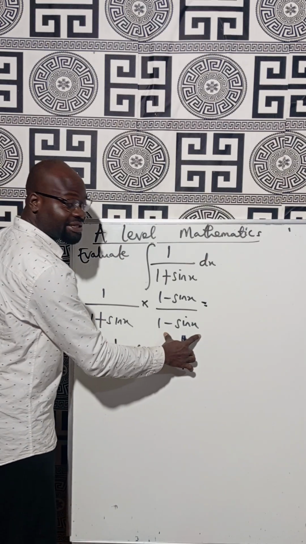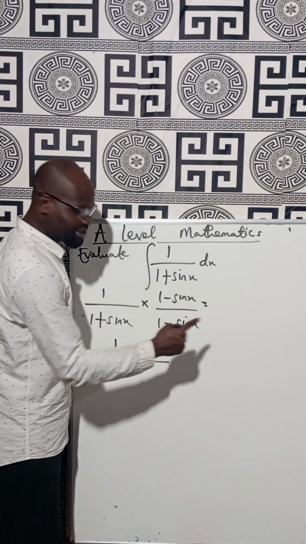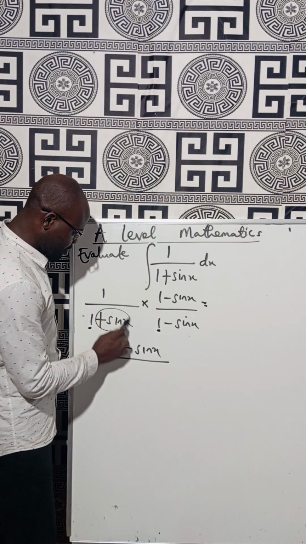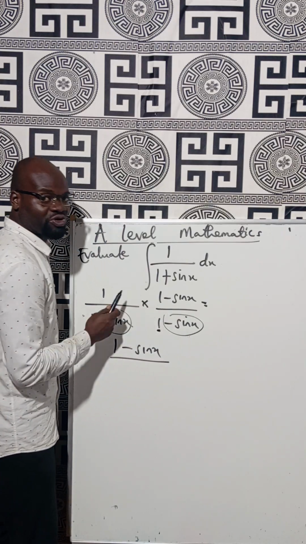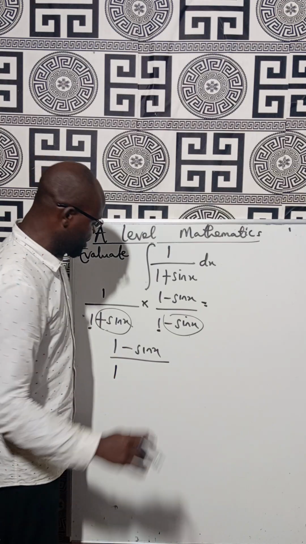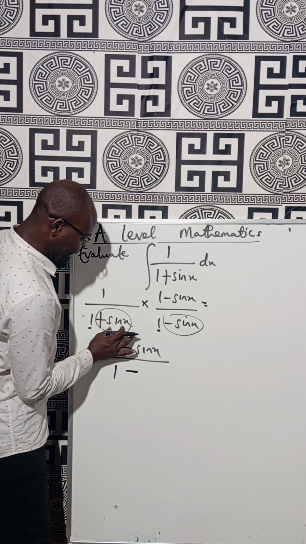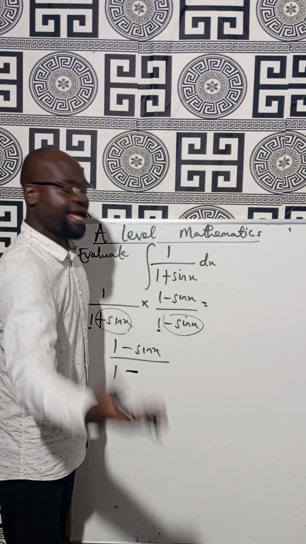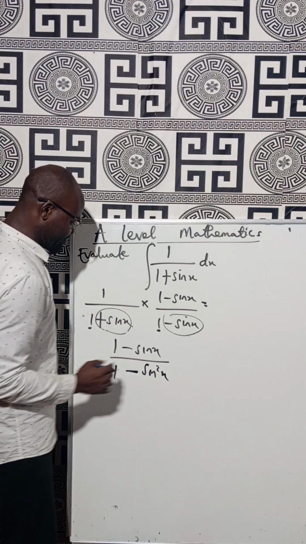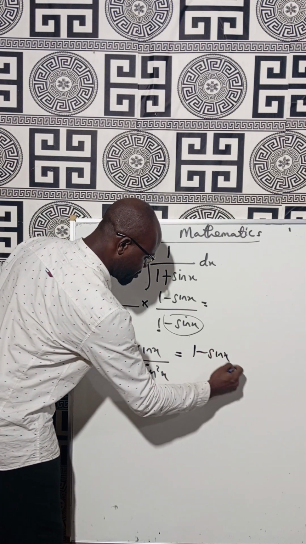Now, this times this, don't forget, since we have conjugate, we have plus here, we have minus here. Just use the first one times first one, then second one times second one. You don't need to expand this one by one. So just say 1 times 1 is 1. That's for the first one. Then last one here, plus times minus is minus. Sine x times sine x is sine square x. You understand me now? So this whole expression becomes this now. So we're going to have 1 minus sine x all over.